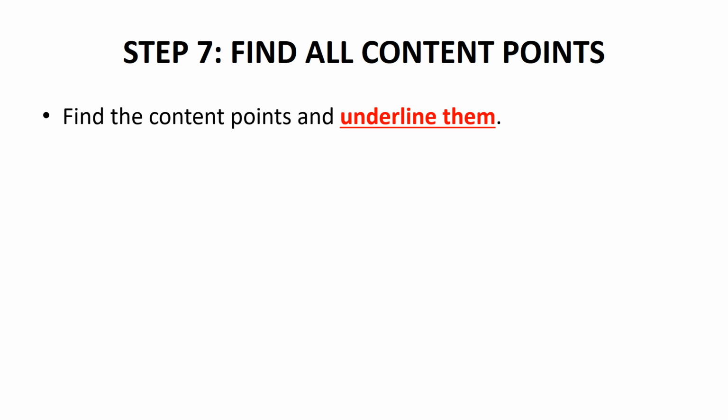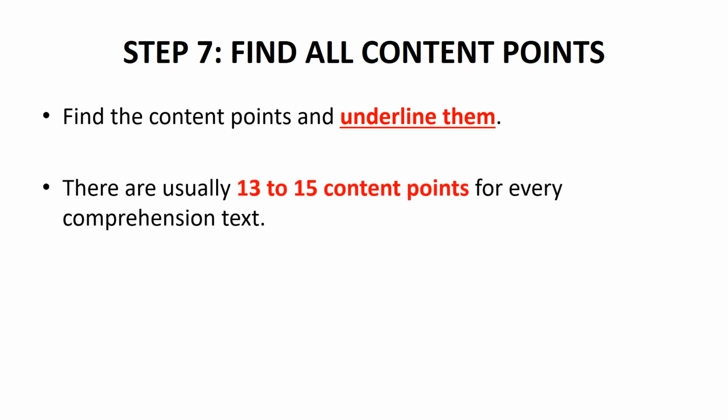So you can do as you like. You can doodle on it, do whatever you like. What you need to do is find the content points and underline them, gariskan dia, so that you know that is the content points. For every summary text, normally there will be at least around 13 to 15 content points. However, there may be more than 15, but this is the normal amount of content points found in comprehension text.